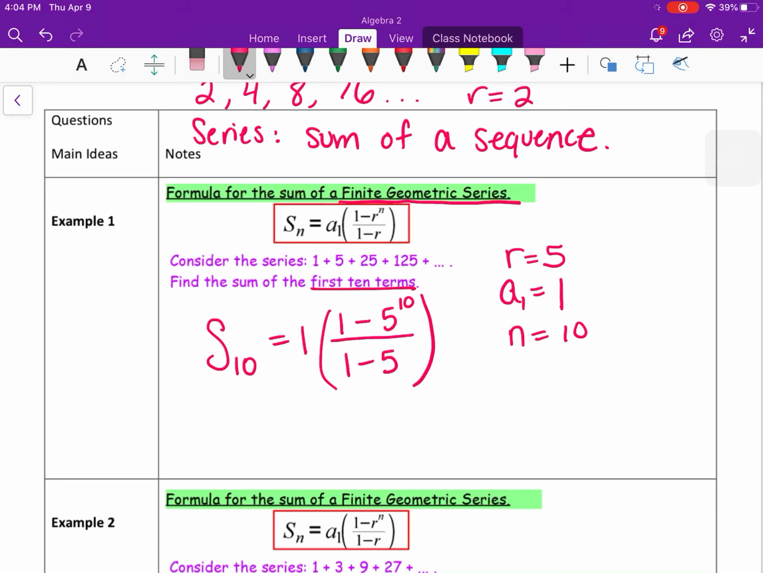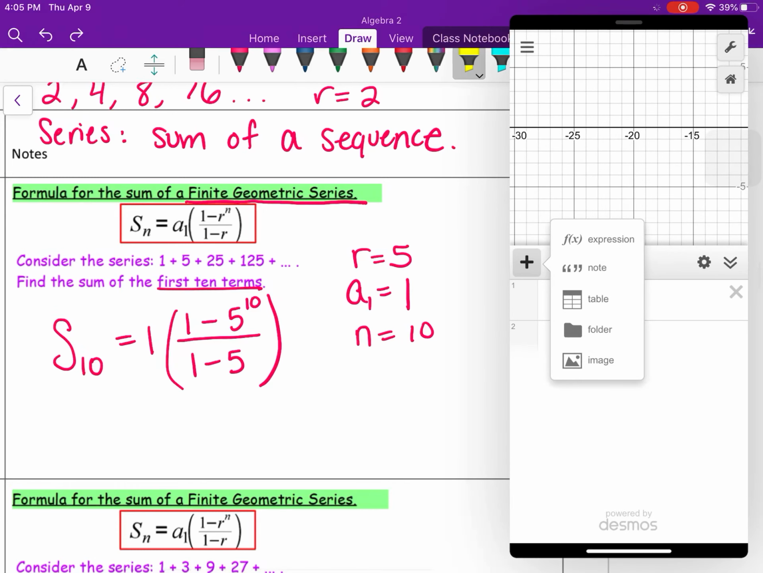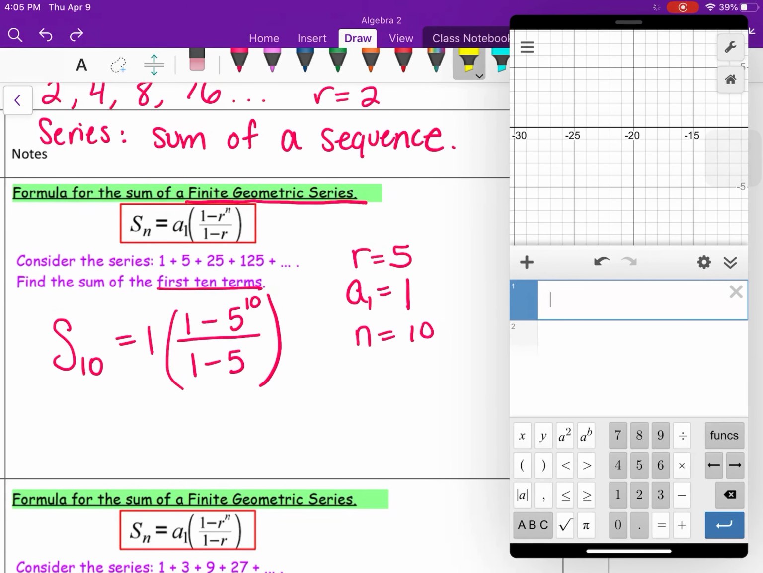Before I put this in my calculator, I usually evaluate the denominator, but you don't have to, especially if you're using Desmos. You cannot add the numerators, the 1 minus 5 to the 10th, and say negative 4 to the 10th, because you have to follow the order of operations. So you would have to do 5 to the 10th and then 1 minus that. If you just put it in the calculator exactly like you see it, you should get the right answer. One thing is you will need parentheses around the numerator.